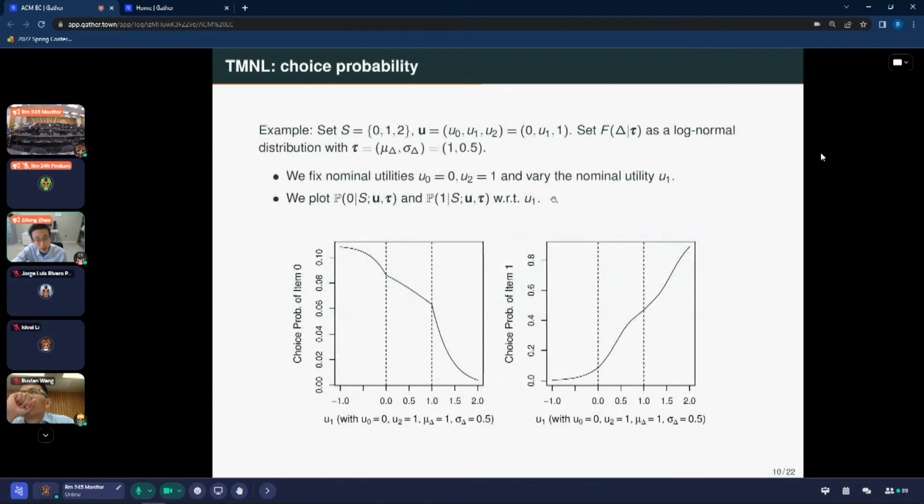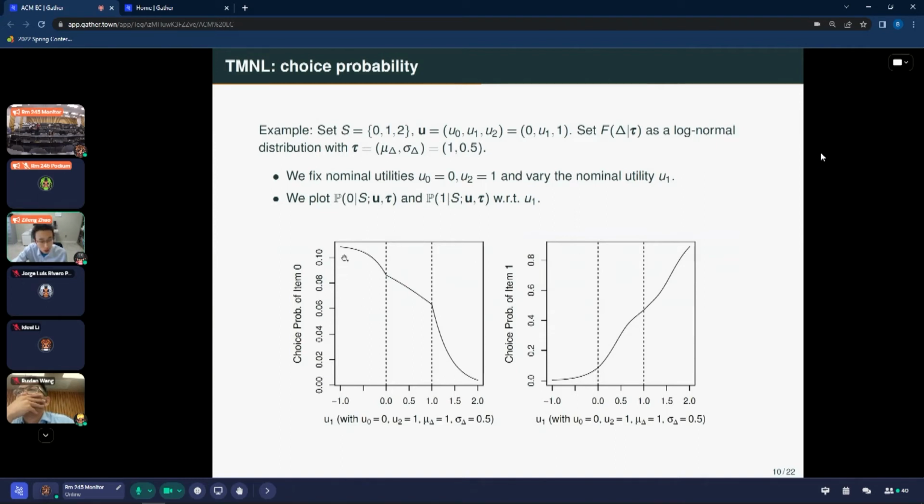So here is an example. Suppose I have an offer set with items 0, 1, 2, and the nominal utilities are U0, U1, U2. I fix U0 and U1 to be 0 and 1, so I only vary U1. I also assume this threshold parameter delta follows a log normal distribution with mean 1 and standard deviation 0.5. Now I plot the choice probability for item 0 and for item 1.